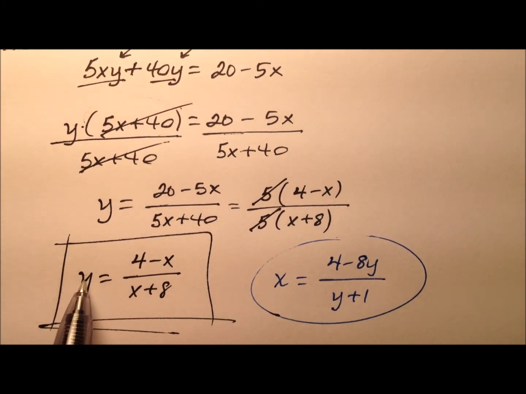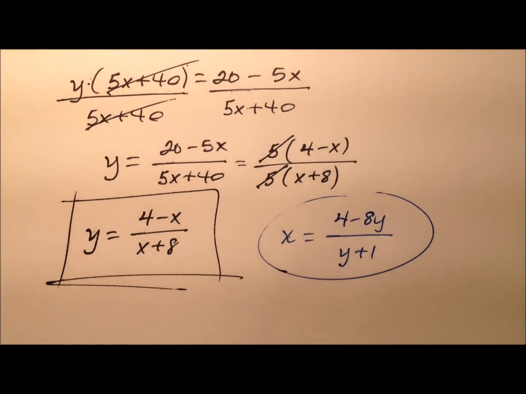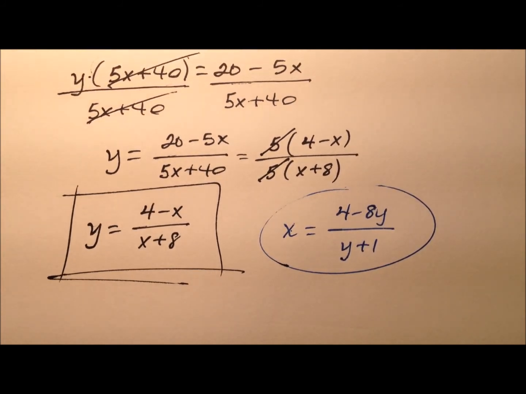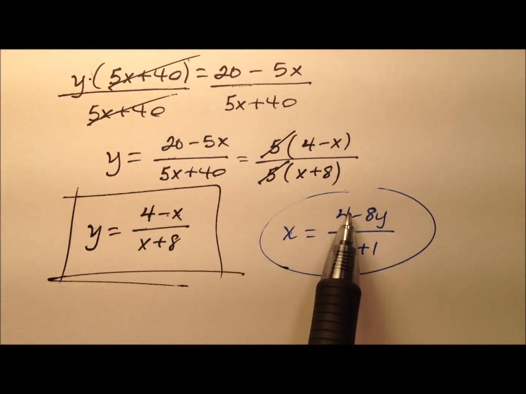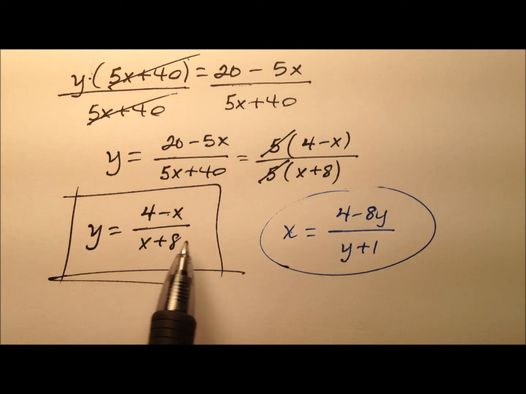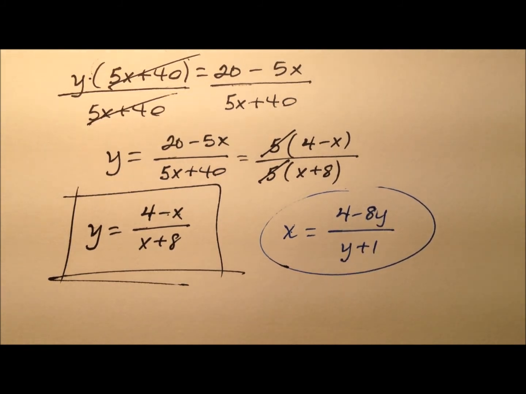So you'll see in the left one we have y isolated, and in the right one we have x isolated. And there's a lot of similarities between these two answers. You'll see that we have the 4 minus x, we have a 4 here and a 4 here, and an 8 down here, and an 8 up here, and a couple of x's here and a couple of y's here.